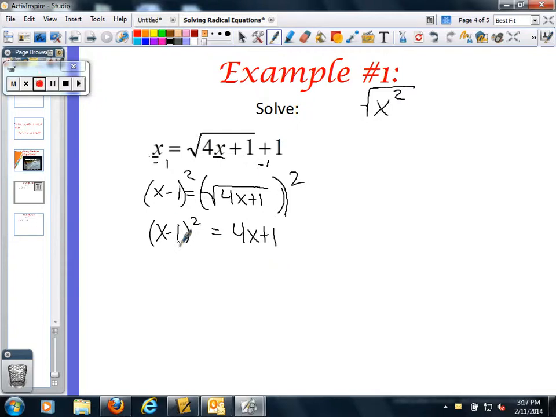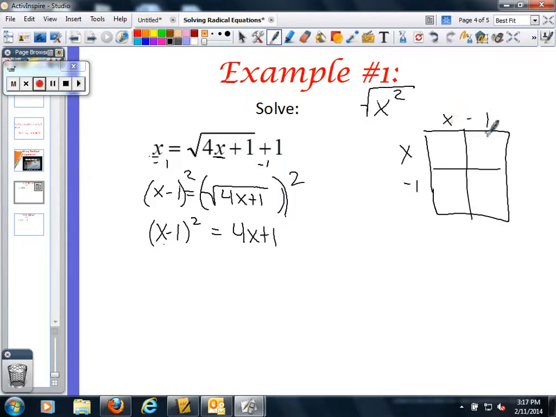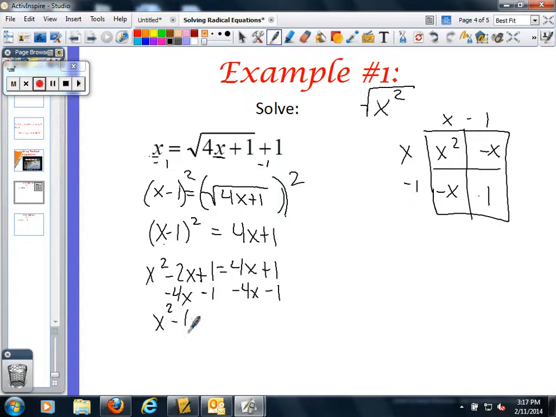Here, we're going to go ahead and distribute this out. So I'll do box method. That's going to be x minus 1 and x minus 1. This is x squared, negative x, and this is positive 1. So you get x squared minus 2x plus 1 equals 4x plus 1. I'm going to subtract 4x to both sides and subtract 1 to both sides. This gives me x squared minus 6x equals 0.